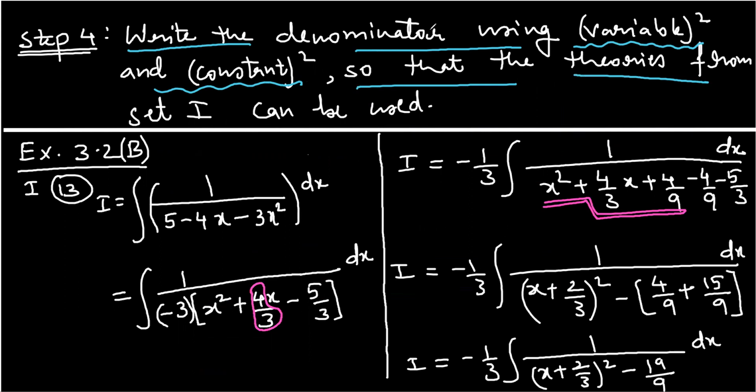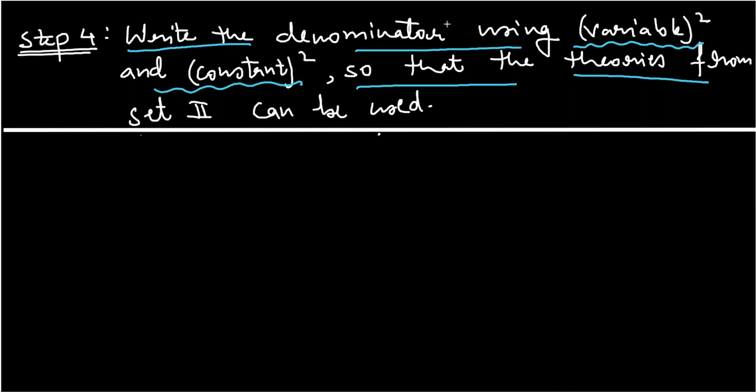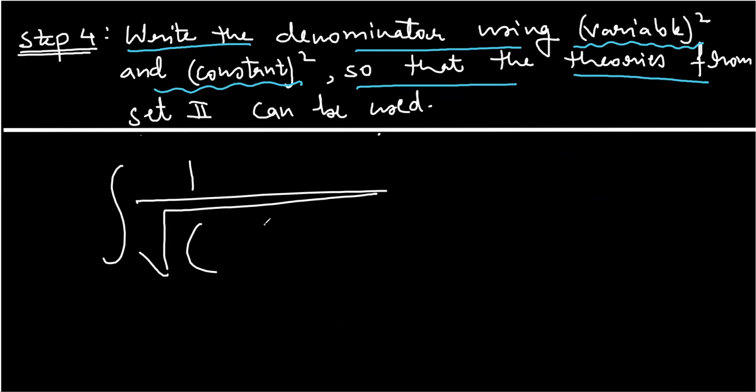What is the change? Now we will have the theories from set 2. Why set 2, my dear students? It is because this time we have a square root in the denominator. So what would happen? After you have transformed 1 upon quadratic into a variable square and a constant square, you will get something like this.